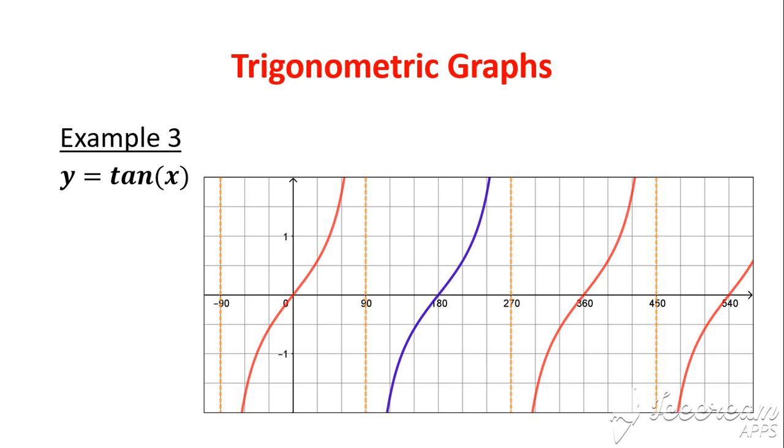Right, well this graph again has a period, and it has a period of 180 degrees, not like the sine and cosine, which is 360. If I was to redraw this into radians, we refer to the period as just pi radians.